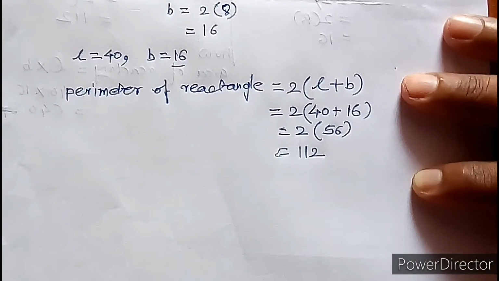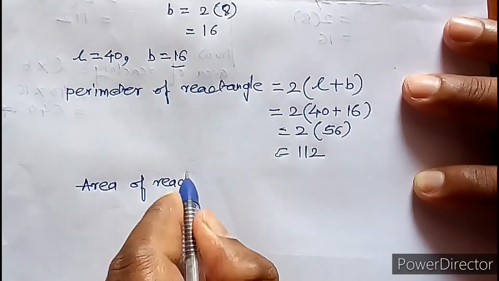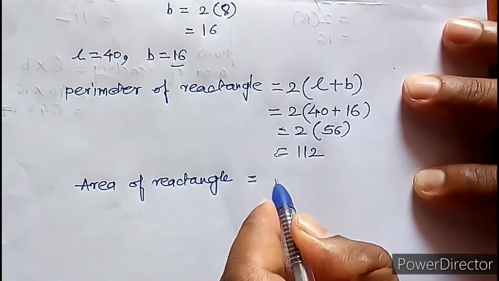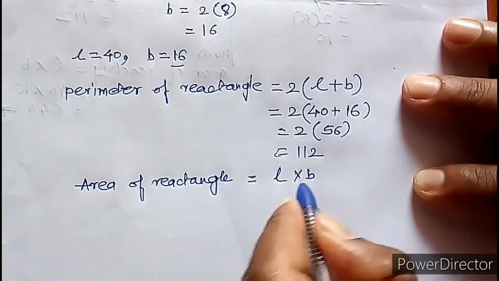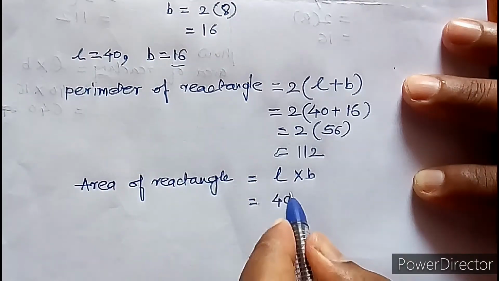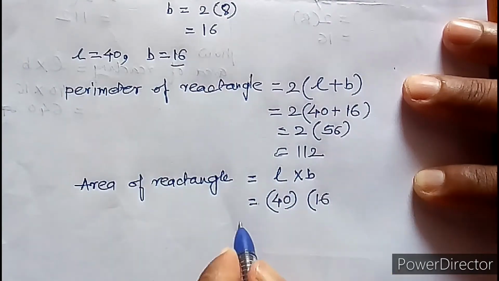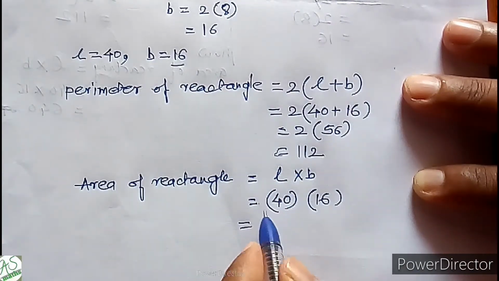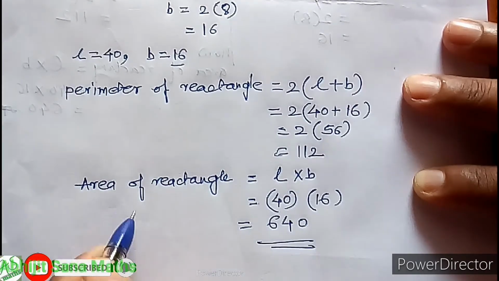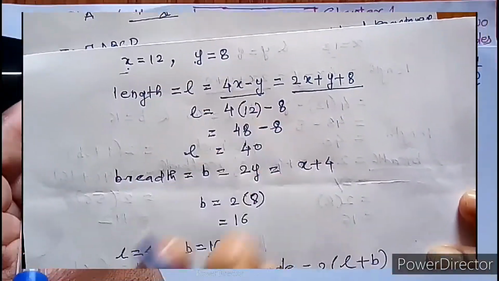Now we have to find the value of area of rectangle. The area of rectangle is simple. We know the formula, that is length into breadth. We know the value of L, that is 40, put 40 here, into B, the value of B is 16, put 16 here. Now it is simple calculation. On calculating we get 640. Hence we find the area of rectangle, perimeter and the values of X and Y.